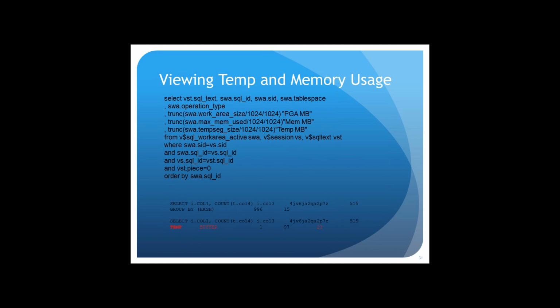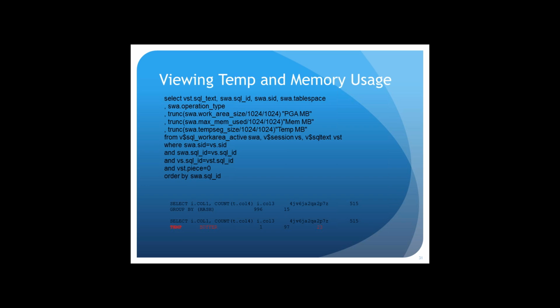I like this SQL statement because it just grabs the PGA, the mem, the temp from the work area and lets you know what's going on. The example at the bottom tells you, here's the actual SQL text. It'll give you the SQL ID, it'll tell you what SID, and it'll tell you what kind of process it is, the operation. So you'll see the first one is a group by, the next one is an actual buffer. If it's using temp table space, it'll tell you what temp table space.